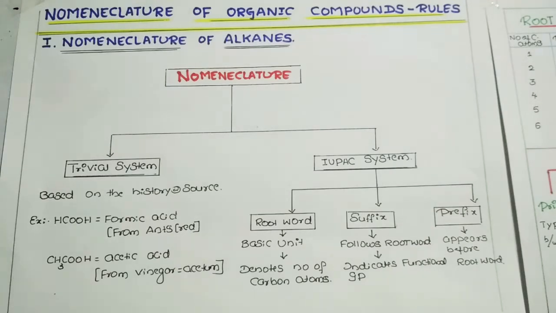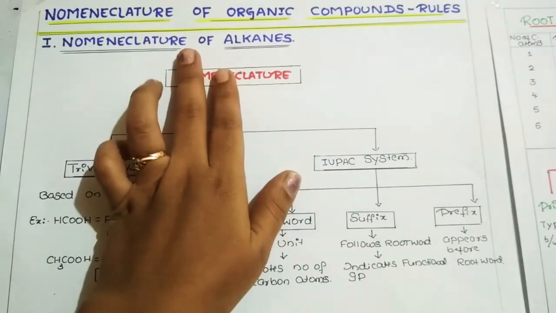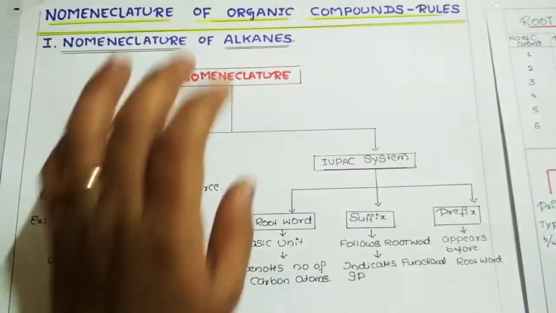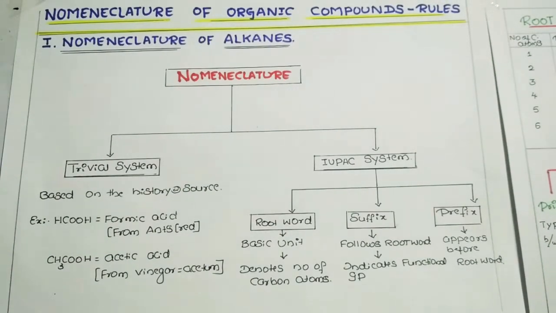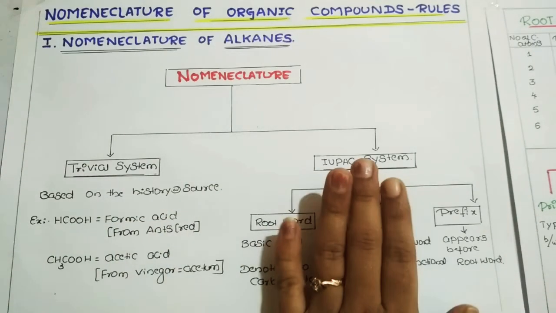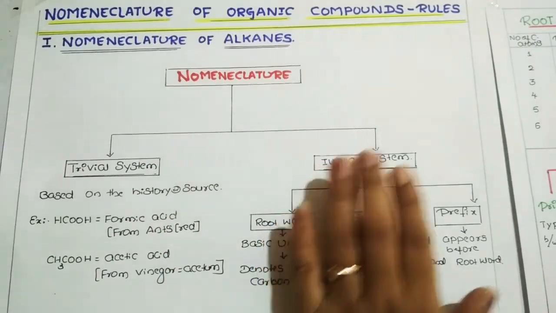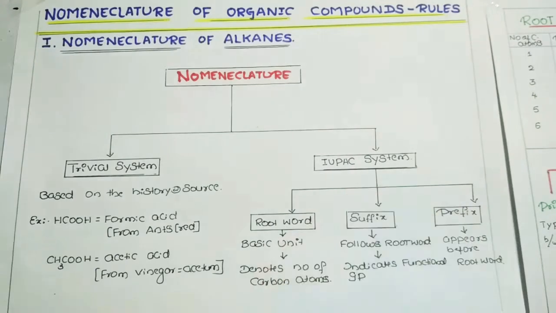We need to follow some rules for this, and before that, I have written the nomenclature of alkanes here. What exactly does nomenclature include? It is nothing but giving a name to a particular organic compound. In the early days they never used to follow a rule, like what we hear nowadays as the IUPAC nomenclature or IUPAC system.